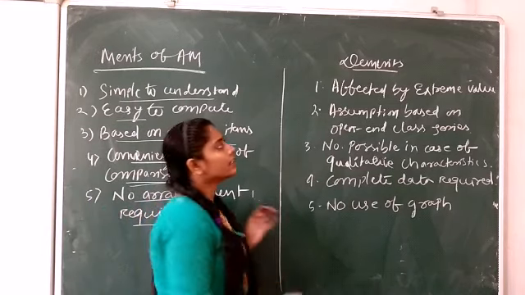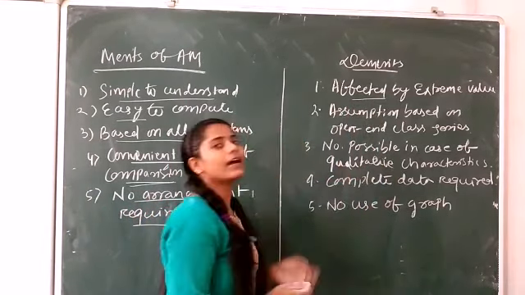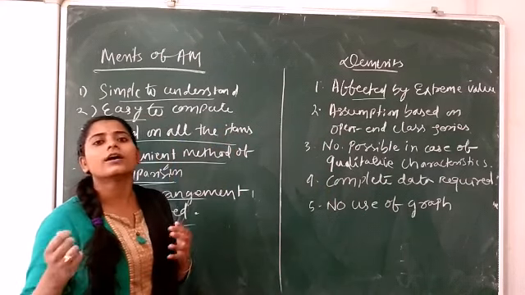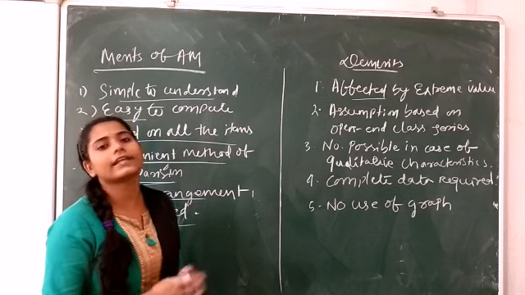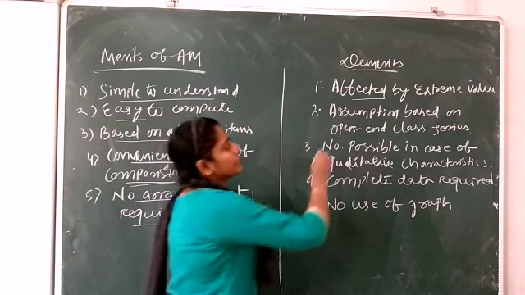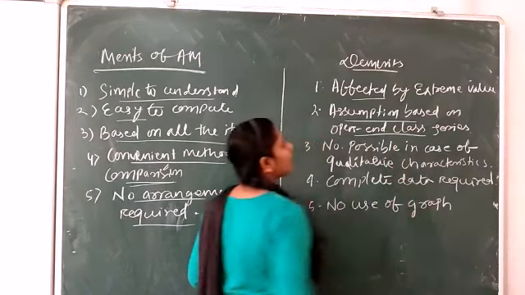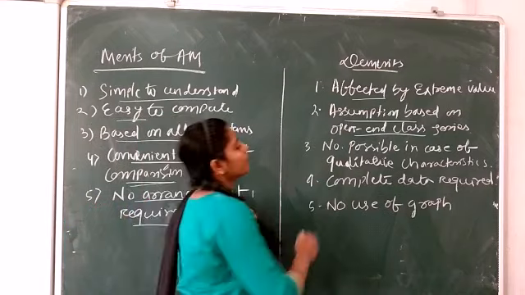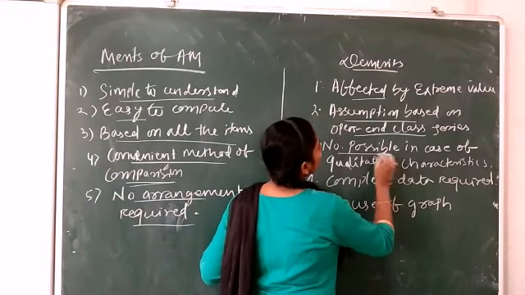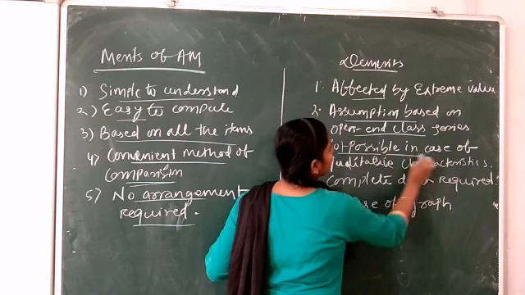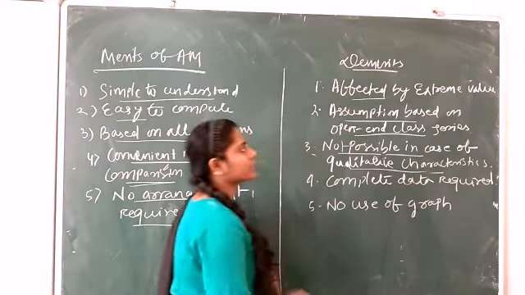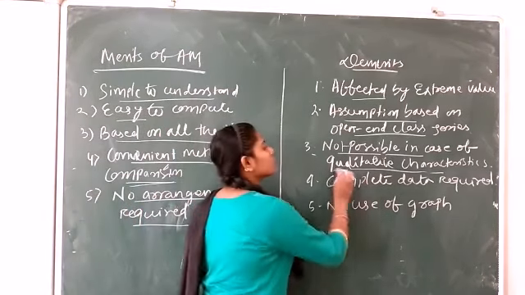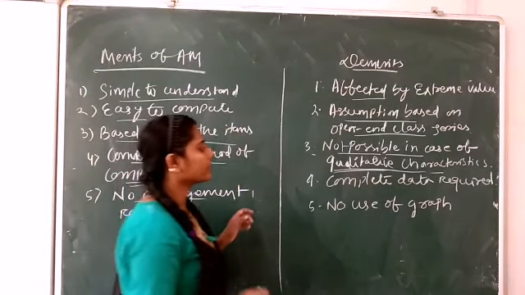Next is demerits. The first demerit is that it is affected by extreme values. That means if you increase or decrease or multiply or divide some items, then the arithmetic mean is also affected. The next is assumption based on open and class series. For calculation of open-ended class series, assumptions are also required. The next is that it is not possible in case of qualitative characteristics. That means the arithmetic mean cannot be calculated when qualitative data are given in the question.